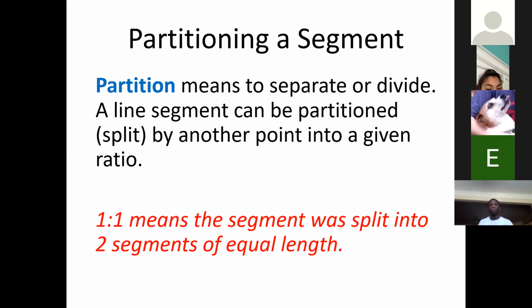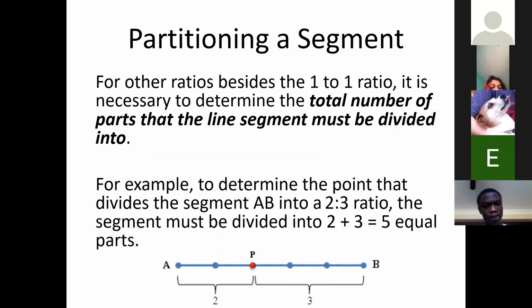Partition means to separate or divide. A line segment can be partitioned or split by another point into a given ratio. So 1-to-1 means the segment was split into two segments of equal length. So if you had a segment of 10 and you split it in equal lengths, each segment would be 5 and 5, right? That's a 1-to-1 ratio. But what if you wanted a 2-to-1 ratio? So this is how we're going to do this.